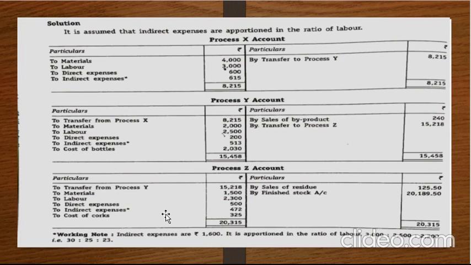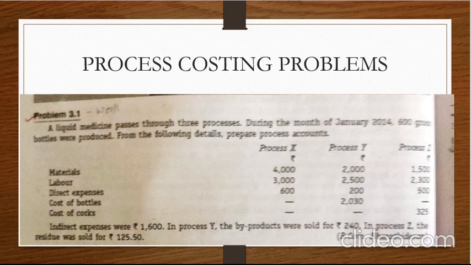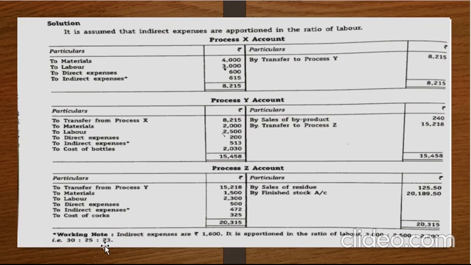Next you have indirect expenses, that is a portion based on the labor. So how much is your indirect expenses? I'm sorry, 1,600. Your indirect expenses is 1,600. So you're apportioning based on the labor or wages. So how much is it? So for Z it is 23. So 1,600 into 23 divided by 78 will give you 472. Next, the total of it.